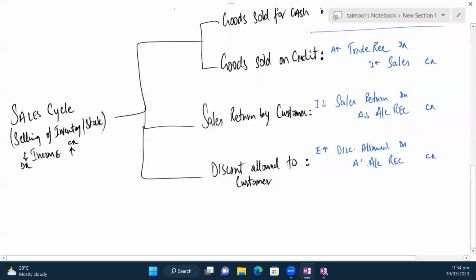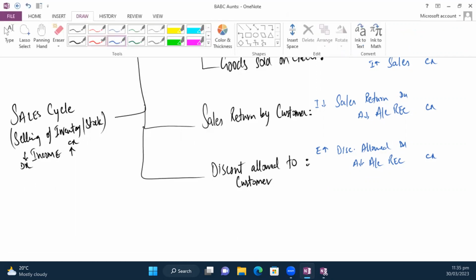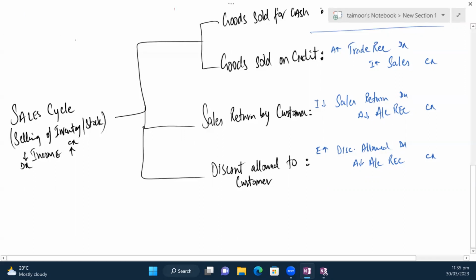देखिए यहाँ पे एक चीज important है. When you are selling goods to your customer, the customer's balance in your books is increasing. अब जब वो return कर रहा है, when goods are returned back to you, the customer's balance is decreasing. When you are giving him a discount, the customer balance is again decreasing. ठीक है जी. So with sales, customer balance increases in your books. With sales return, customer balance decreases. With discount allowed, customer balance decreases.